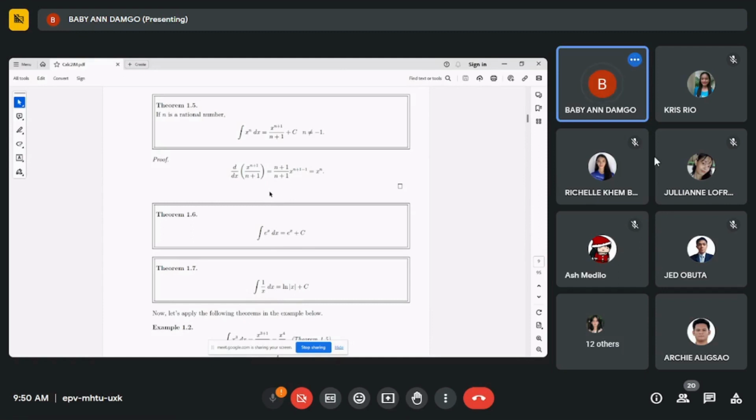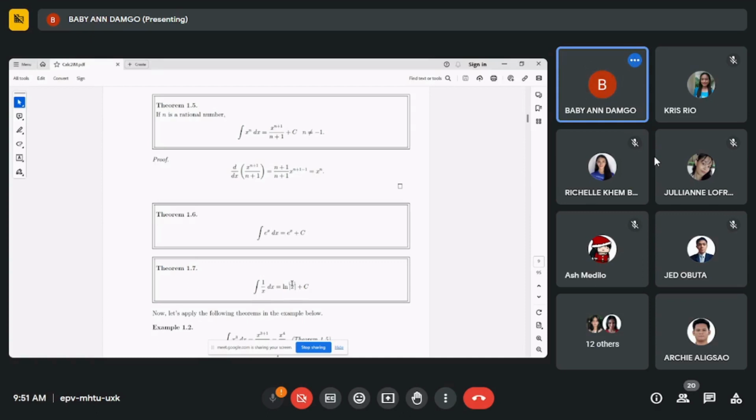So for ln, so the integration of 1 over x dx is just equal to ln absolute value of x plus c. Kay ang derivative sa ln absolute value of x is equal to 1 over x.